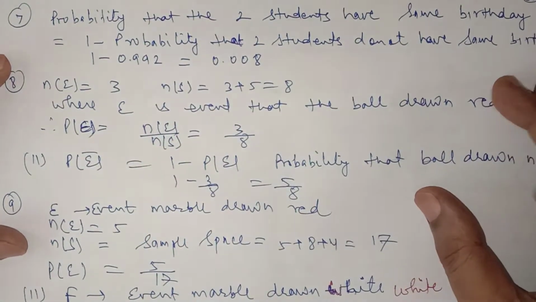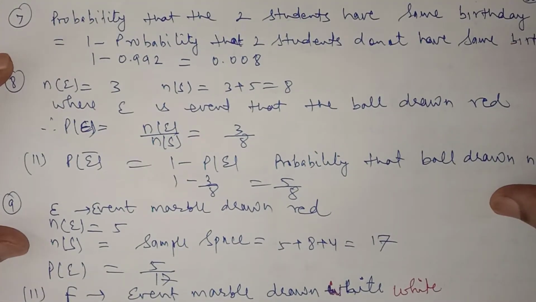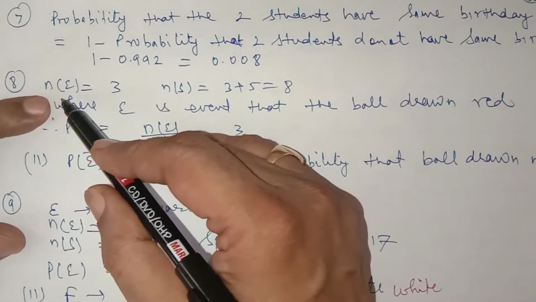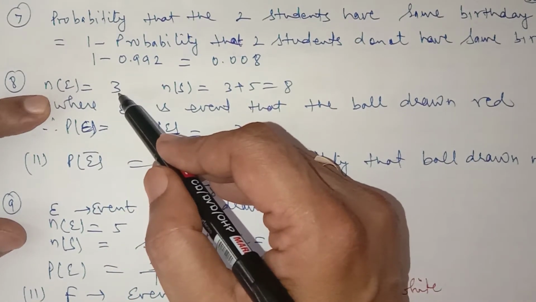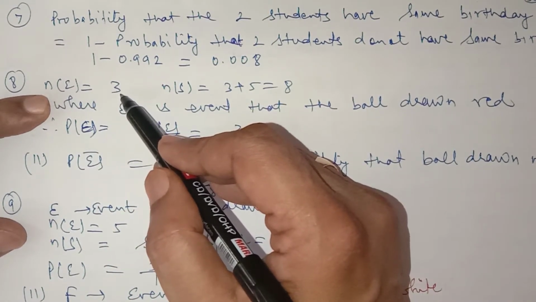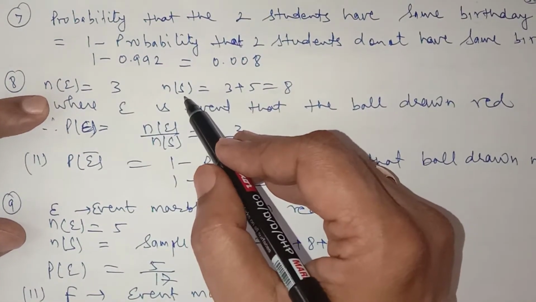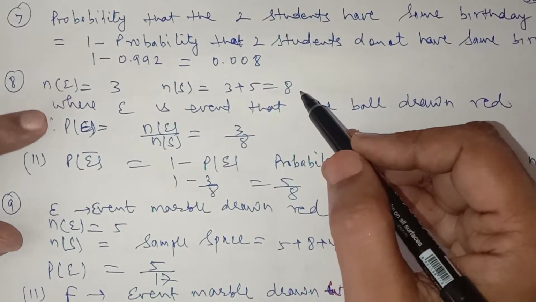Now in question number 8, you have to find the probability of getting the red balls, and it is given that there are total 8 balls. Out of them 3 are red and 5 of the other color. So the number of favorable events, that is NE, is equal to 3. The favorable event here is the red ball, and the total balls, that is the sample space, is 3 plus 5, that is total 8 balls in that bag.